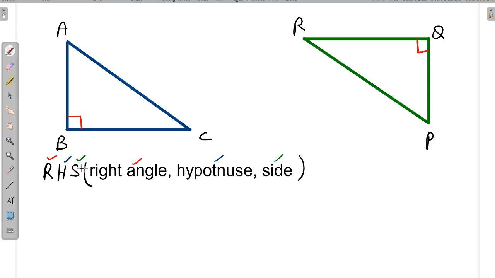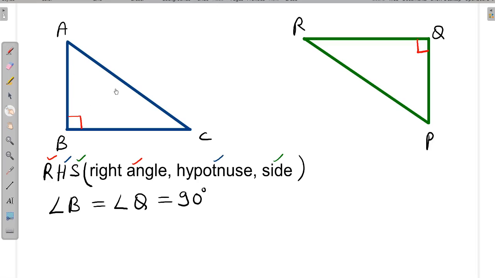given. So suppose that in this triangle I say that here angle B is 90 degrees and here angle Q is 90 degrees. So these two angles are right angles. So first condition we have got, that is angle B is equal to angle Q, and why these two angles are equal to 90 degrees. Second condition is the hypotenuse.